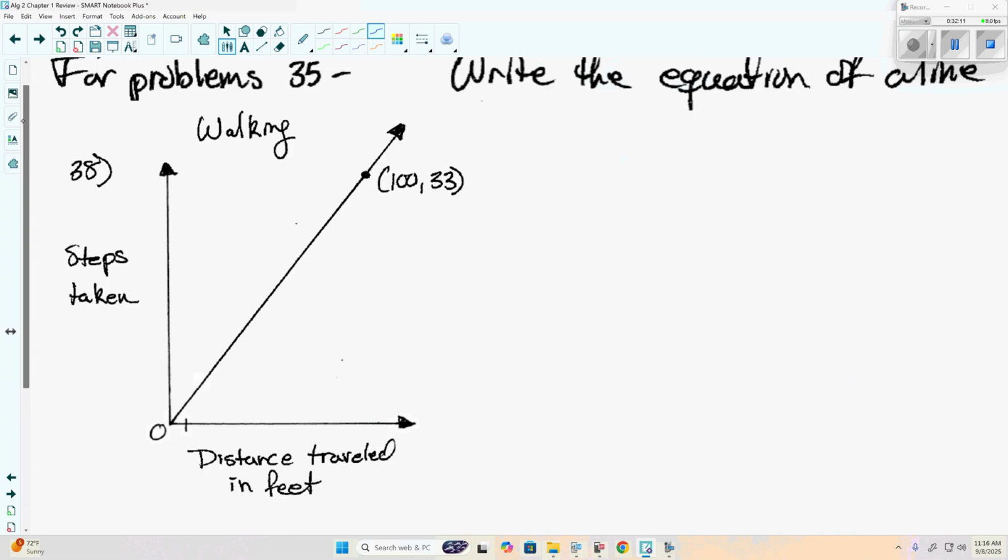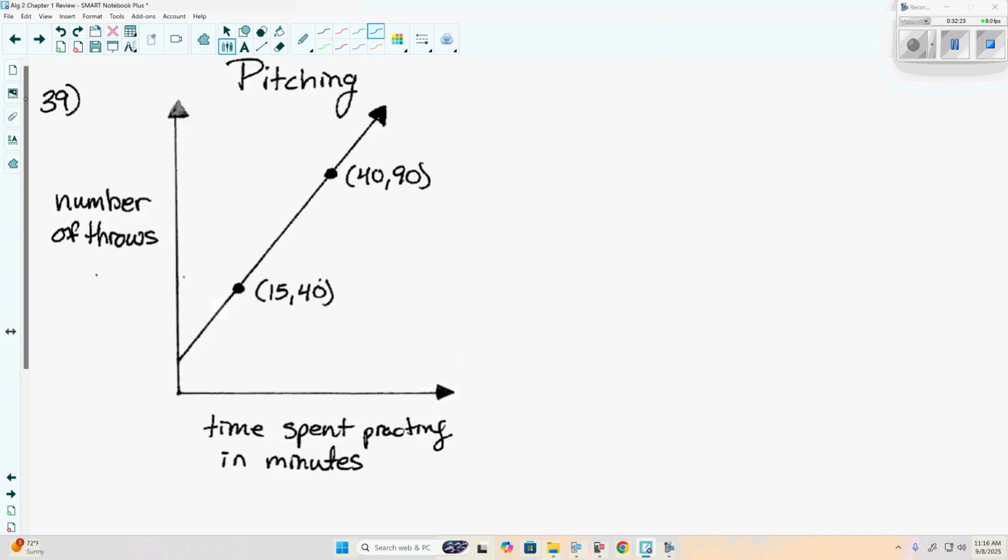Y'all want to look at, let's look at 39. On the test, you're just going to have to write the equation of line. You will not have to describe the slope. So to find the equation of line, we need to find the slope and then plug it in. Equation for slope, y2 minus y1 over x2 minus x1.